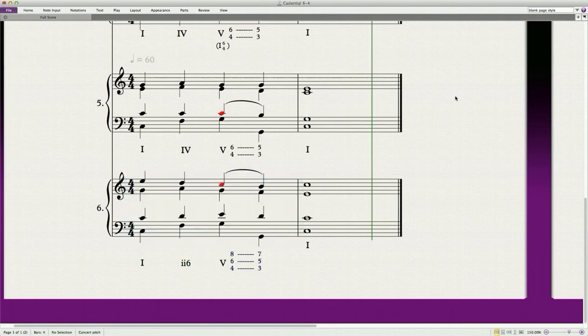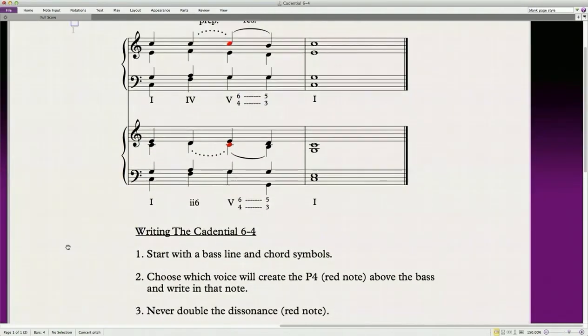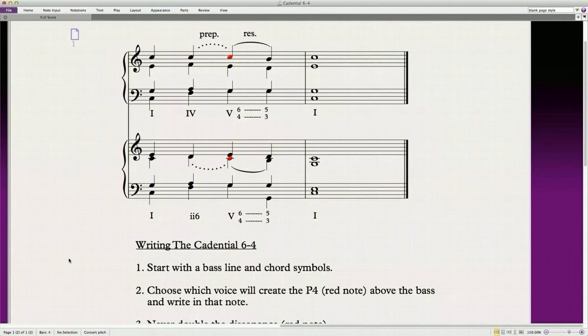Great. All right. Let's go on to things we want to consider when writing the cadential 6/4. This will help you with your homework. So first of all, you're going to always start with the bass line and chord symbols. In an exercise, this is how it will be given to you. Our bass line, 1, 4, 5, 1. Do, fa, sol, sol, do, like that. So the first thing you do is choose which voice is going to create the perfect 4th and have the red note in it, and write in that note.